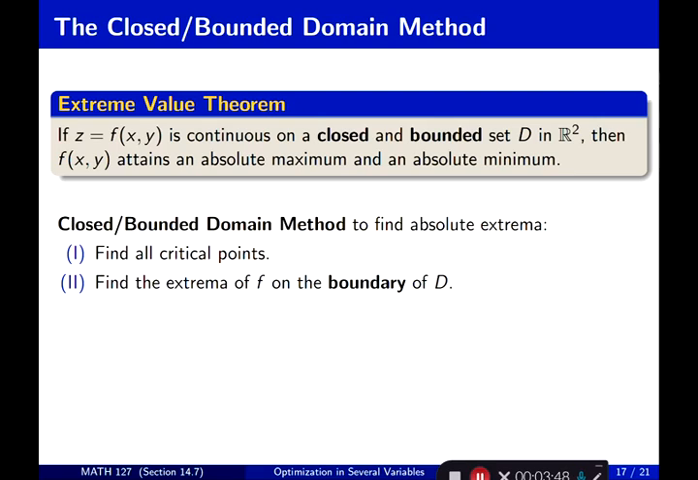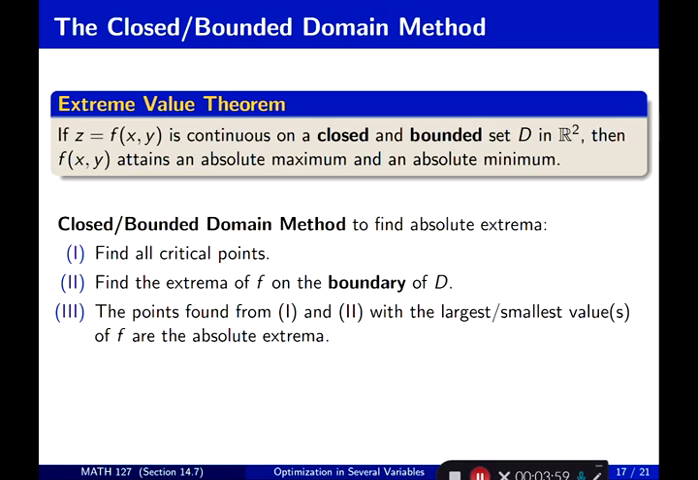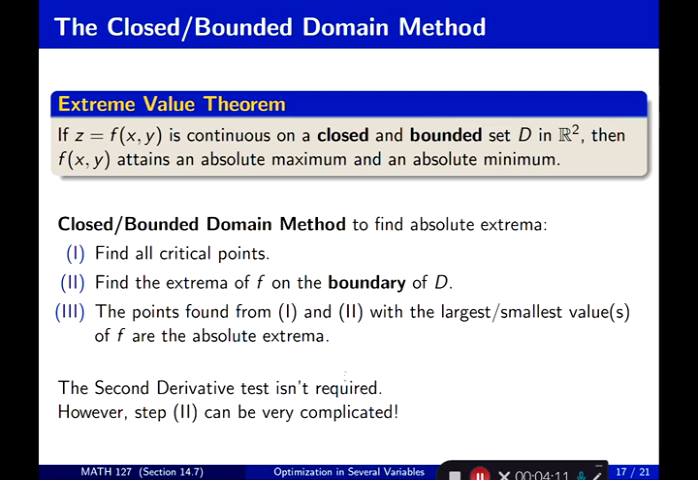So you parameterize according to the boundary, you find where f is max or min on the boundary, and then you compare: the largest between 1 and 2 is the absolute max, and the smallest between 1 and 2 is the absolute min. So the second derivative test is not required here. However, step 2 can be very complicated, and that's why in specific cases we're going to introduce another method in 14.8.